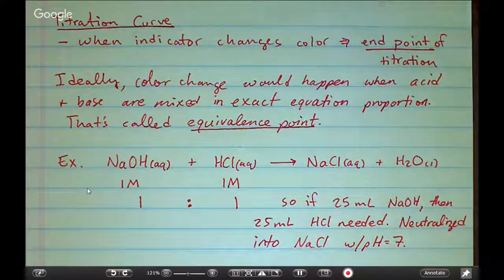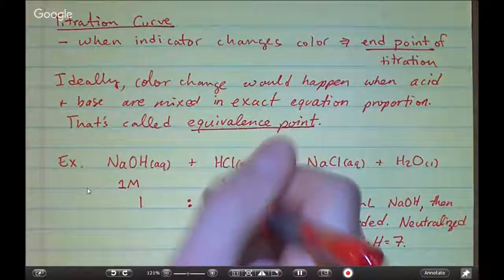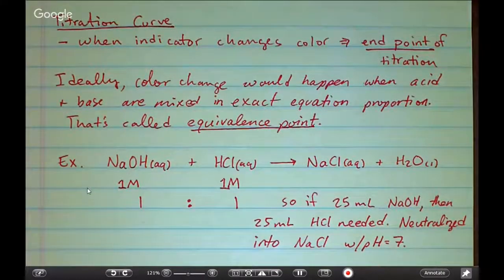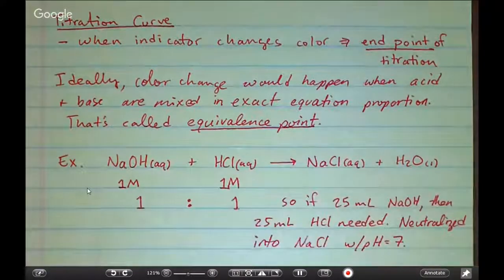What is the concentration? 1 molar. Sorry. Okay. So it's just saying, hey, it's like a 1-to-1. So if we have 25 milliliters of sodium hydroxide used in the burette, then we would expect that it would take 25 milliliters of acid to correspond to that.